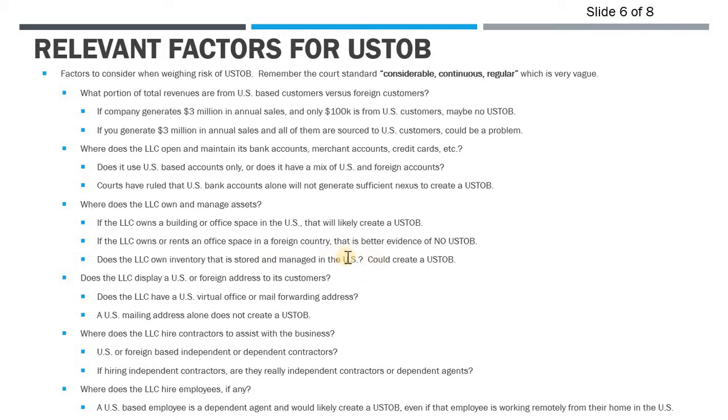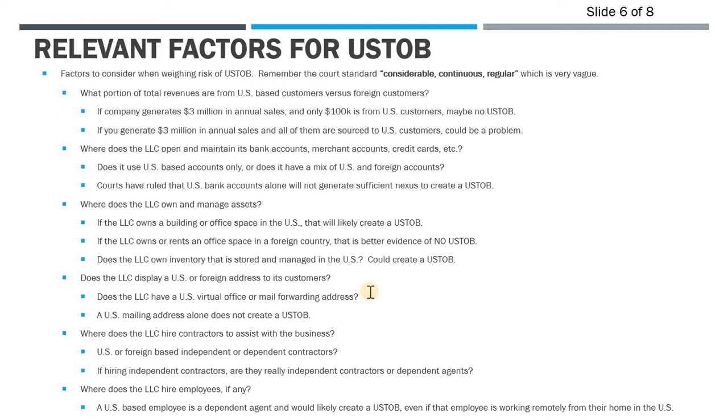So if you've got inventory that's stored in the U.S., either you store it directly or use a third-party service provider, could create a USTOB. What address do you display to customers? This is a small one, but it's still important, right? I mean, does the LLC have a U.S. virtual office or mail forwarding address? Is that what's displayed on your website?